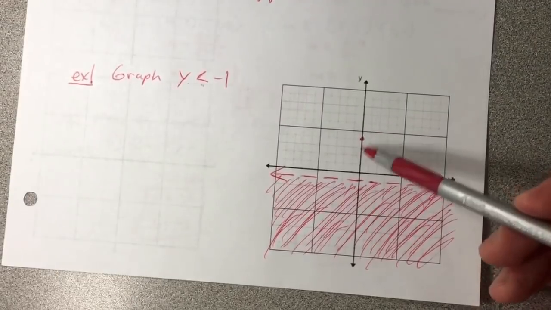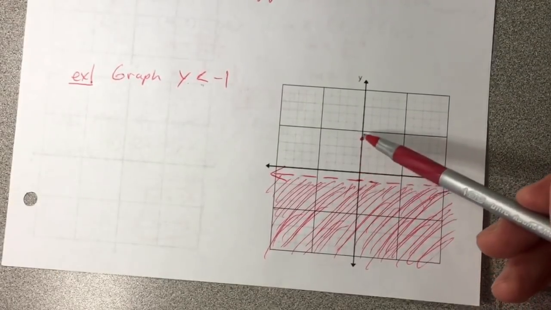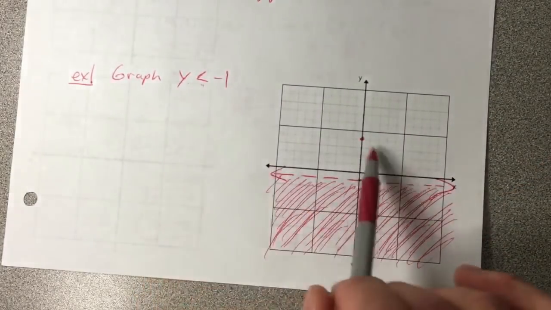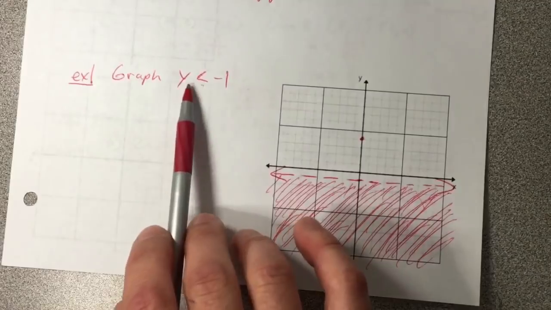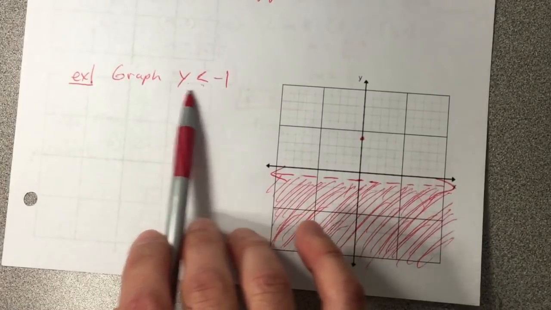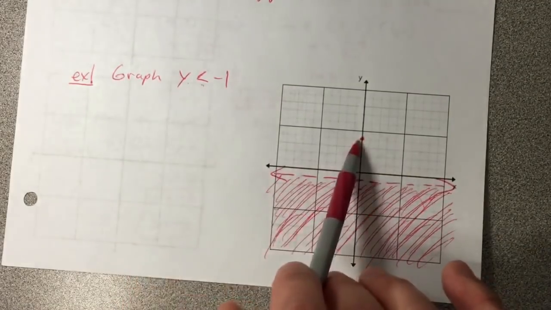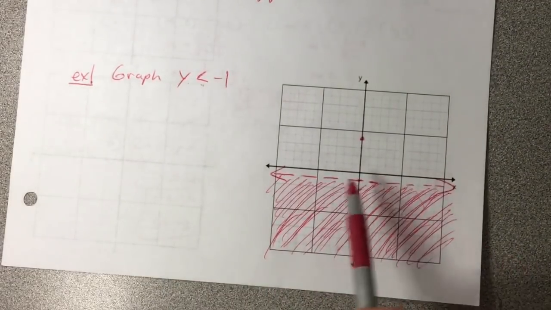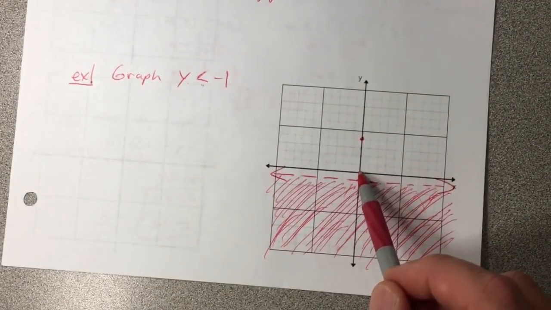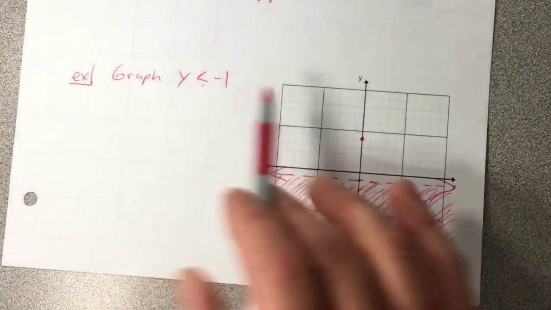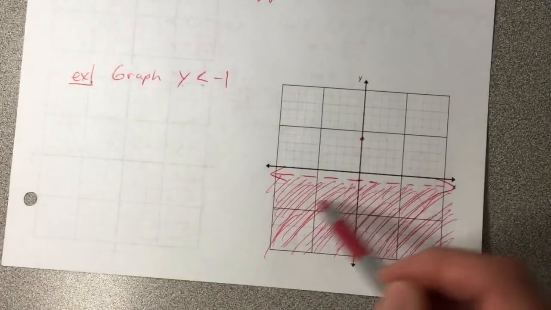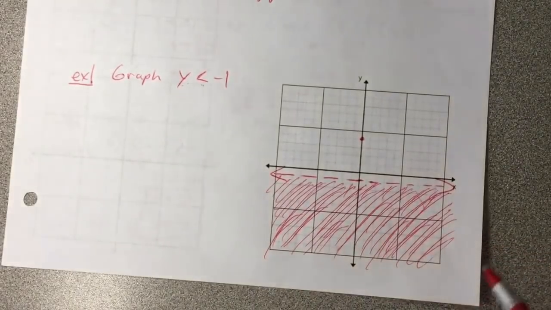So for example, I chose a test point of 0, 4. Well, the x value of 0 doesn't do anything, but I would put a 4 in here. And is 4 less than -1? No, it's not. So by default, I shade the other side. Commonly, people just like to use 0 if at all possible, because it's just easier to deal with. Is 0 less than -1? No, it's not. So you shade the other side. It's using a test point.